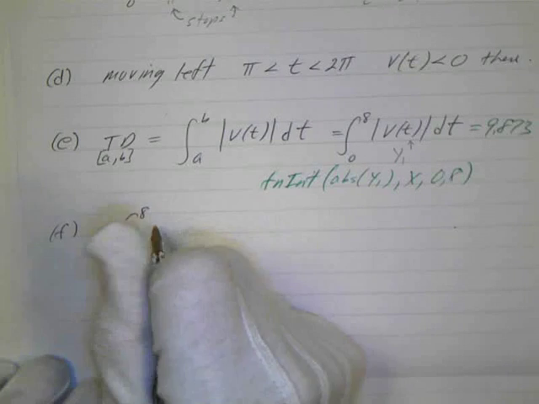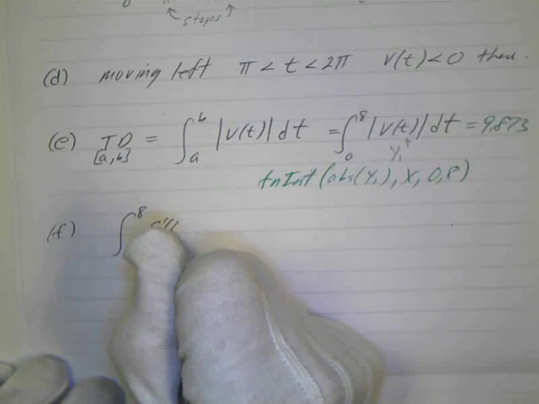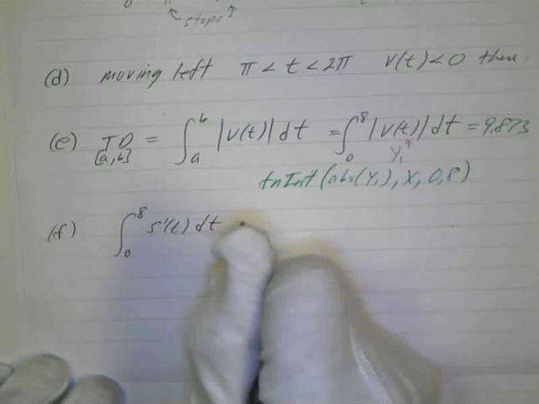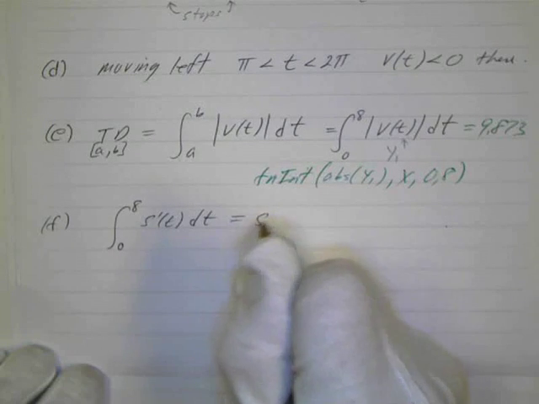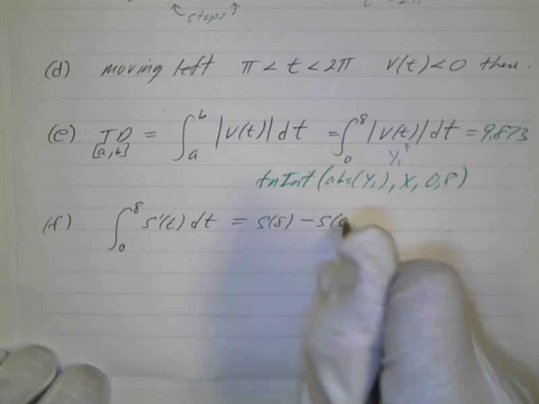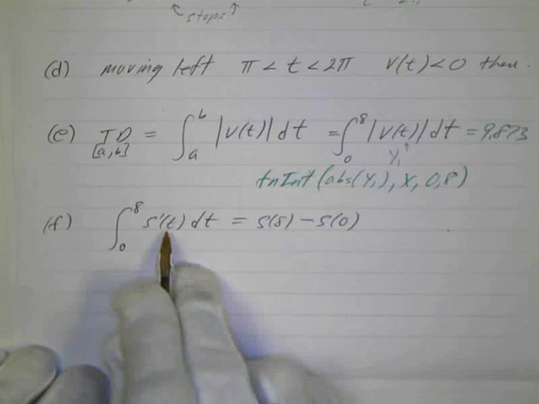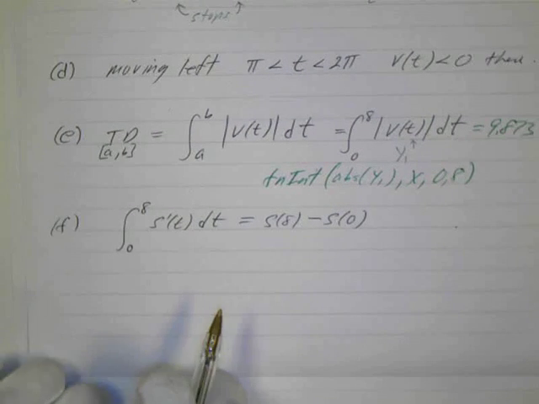Of s prime of t dt. The antiderivative of s prime is s, so that's just going to be s of 8 minus s of 0, right? Because these are the antiderivatives of the derivative. That makes sense. And we're using the fundamental theorem of calculus, the second part.